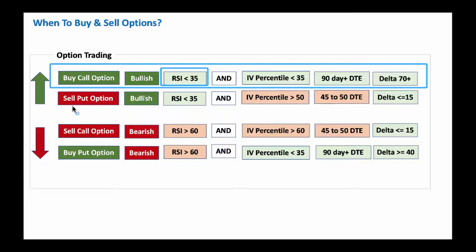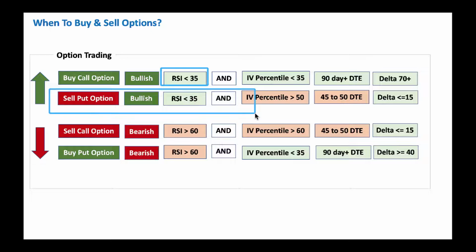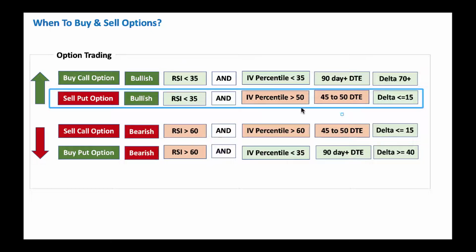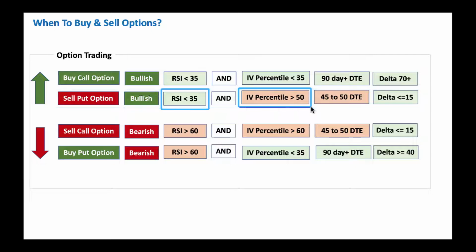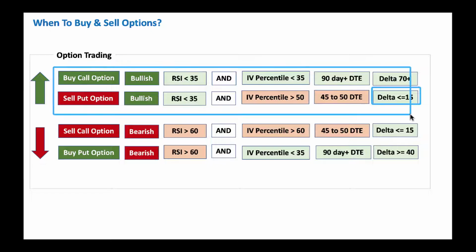And you might wonder, when do I sell a put option? You sell a put option when you're bullish, and you want to make sure the RSI is typically lower and IV percentile is high. Because IV percentile is high, you get nice option premium. You get to keep it if the stock goes higher. And you want to make sure the days to expiration is less than 45 or 50 at the max, and make sure delta or even probability of touch is very low. Delta is around 15 or so. So that's when you buy a call option and sell a put option.